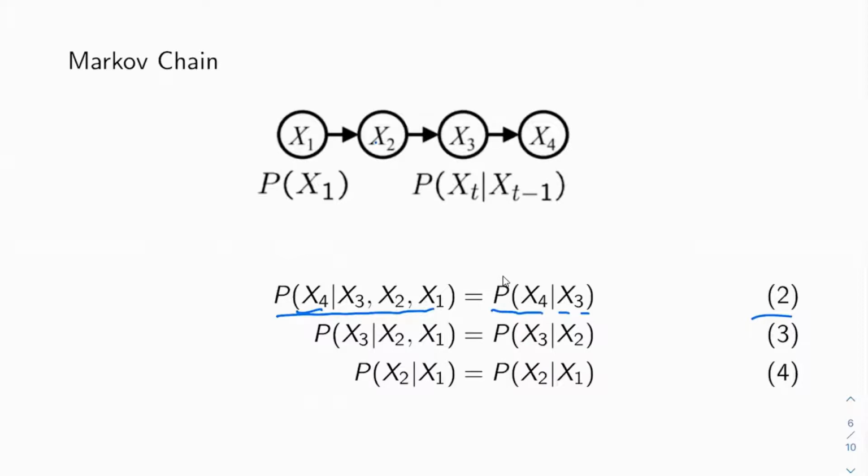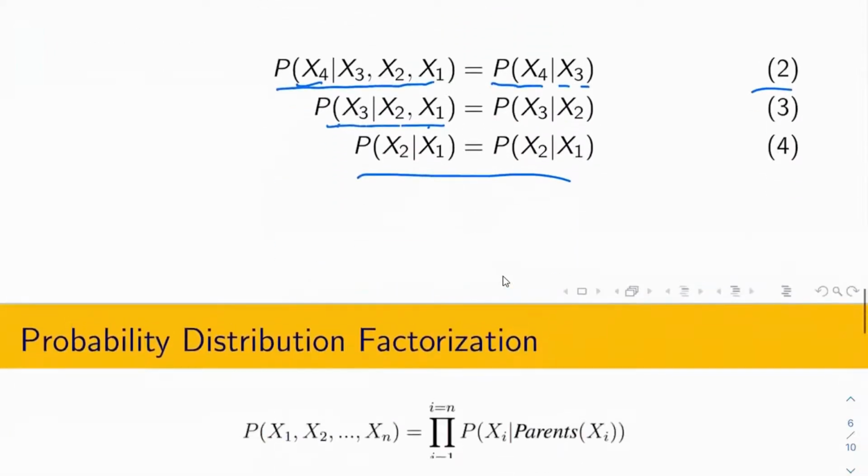Now let's take a look at this one. You have x3, x2, x1. This is x3, this is x2, the most recent one. So it's equal to P of x3 given x2. And this one remains the same. Okay, great. So now that we understand this factorization, it's time for us to see how we can actually use it to factorize the probability distribution on a graph.